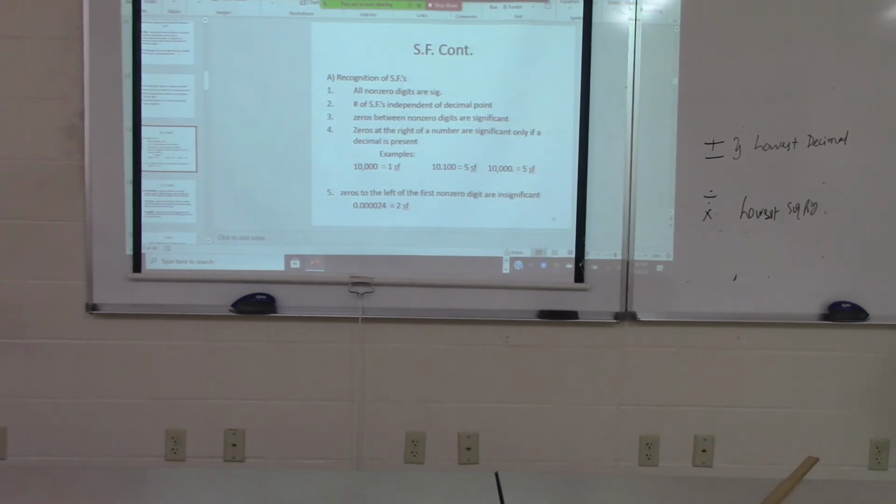How many sig figs is this? 4. How many sig figs is this? 2. So which is the smaller number? 2. So your final answer should have 2 sig figs. Right? So how do you convert 118.9 into a 2 sig fig number?